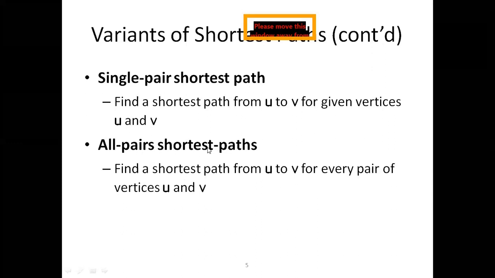Now all pairs shortest paths. Find a shortest path from u to v for every pair of vertices u and v. For all the pairs of vertices, we want to find the shortest paths. In that case, that is all pairs shortest paths.